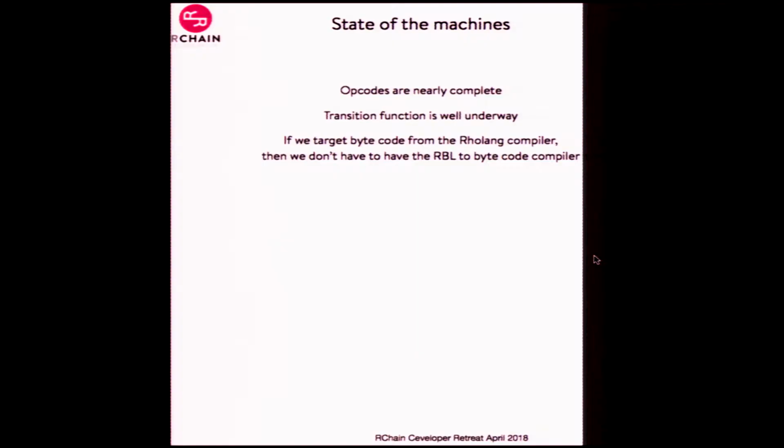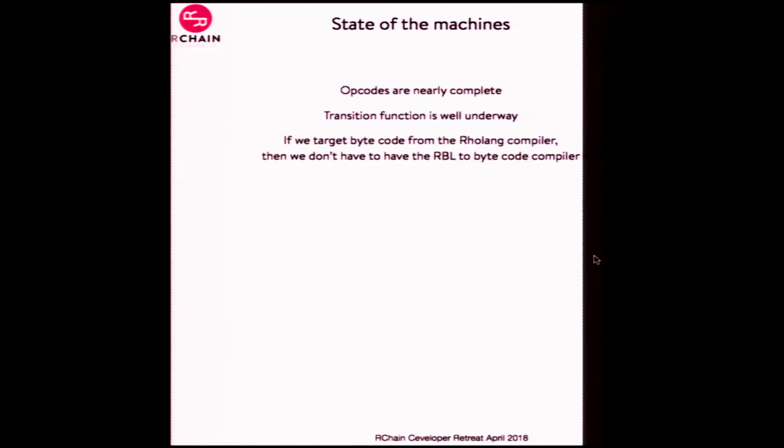Sweet, thank you. So now in terms of the state of the machines, have I got this right, that the opcodes are nearly complete? Yeah? Sweet, okay. And the transition function has some stuff left. Okay, all right. There are lots of little subtleties that have to do with the concurrency semantics and mapping that onto, say, a thread pool in JVM land that we're still working through. But that gives you a sense of it.